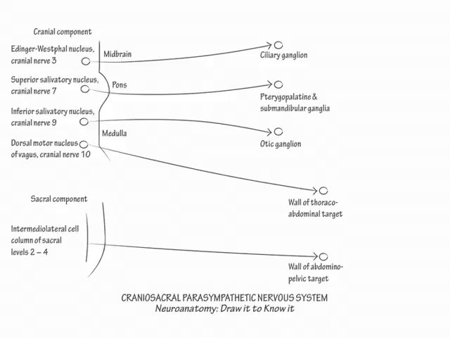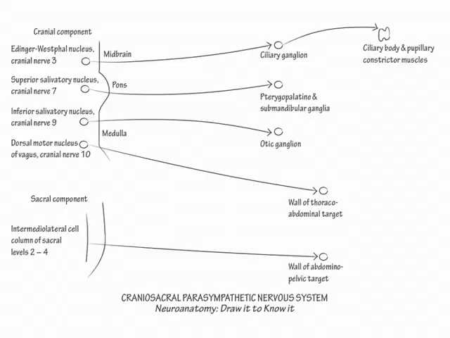Let's address the target organs now and discuss their functional effects. First, indicate the postganglionic parasympathetic fibers from the ciliary ganglion terminate in the ciliary body, which produces lens thickening, and in the pupillary constrictors, which produce pupillary constriction.